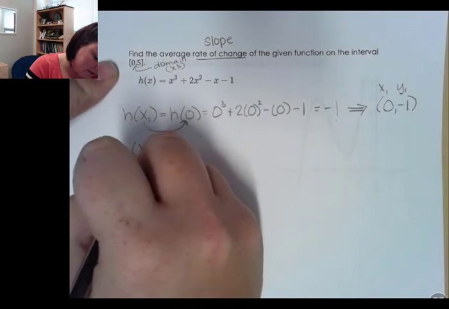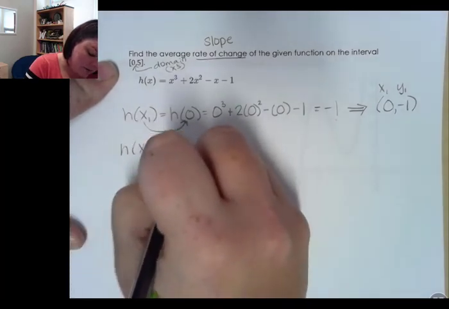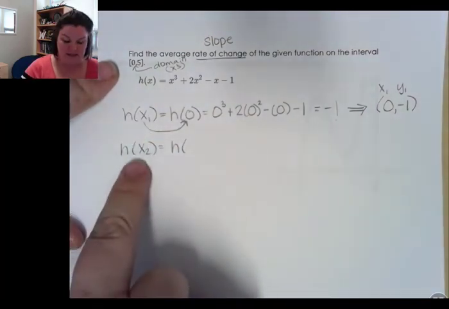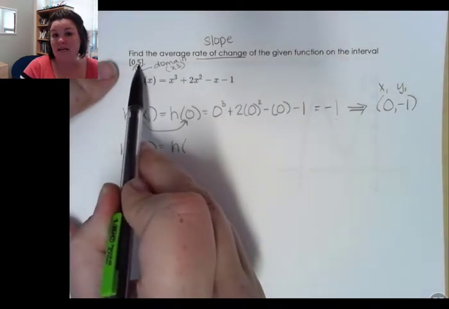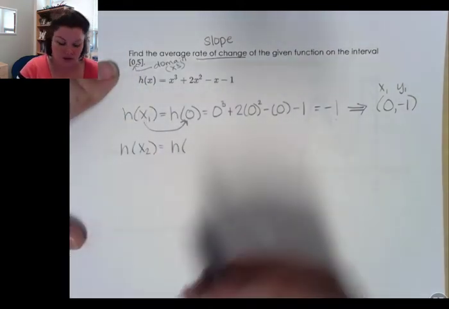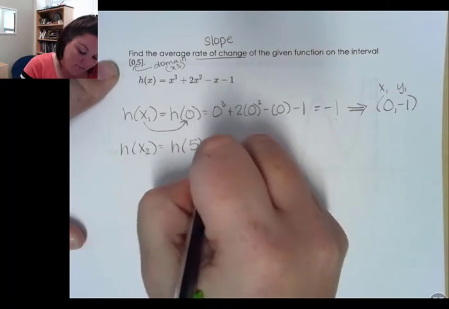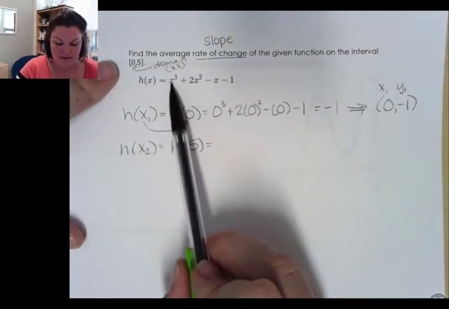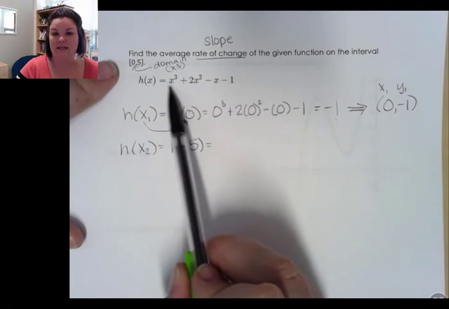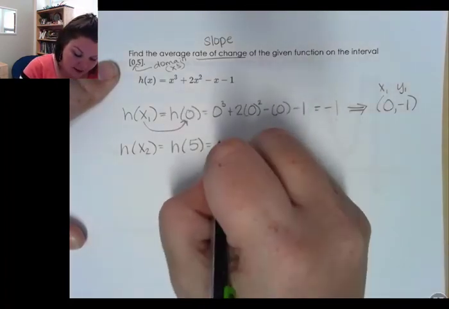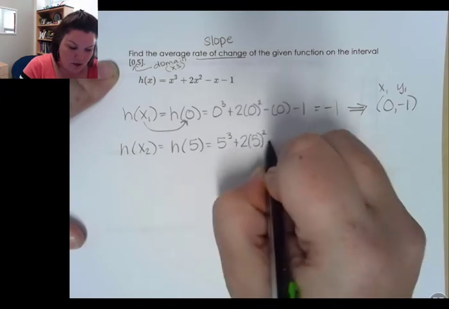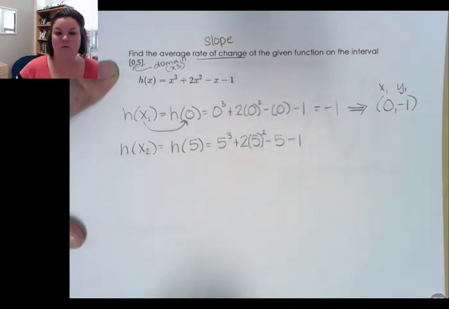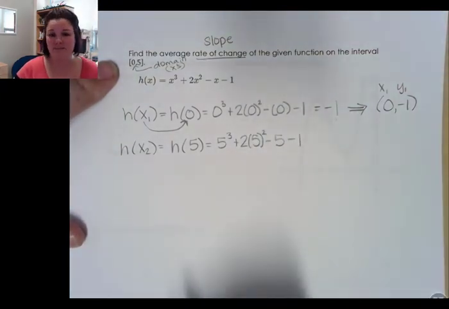So my second x that I'm going to pick is the ending x of this interval. So I need my x2 value to plug into my function, and my second x value that I'm going to plug into this function is the 5, because that's the end of this interval that I want to know the rate of change of. So when I plug in 5, I plug in 5 everywhere I see an x in this function. So I'm going to get 5 cubed plus 2 times 5 squared minus 5 minus 1. And then I just simplify.